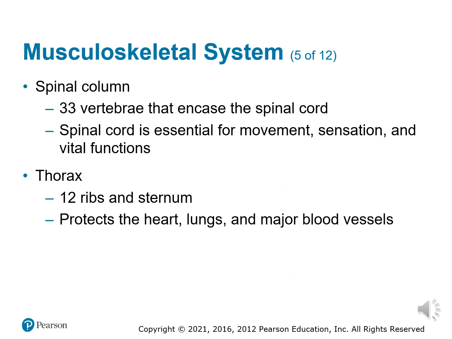All right, so we have the spinal column, which is 33 vertebrae that encase the spinal cord. What is your spinal cord essential for? It is essential for movement, sensation, and vital functions. Then you have your thorax, which is also your chest, which has the 12 ribs and the sternum, and it protects the heart, the lungs, and the major blood vessels.